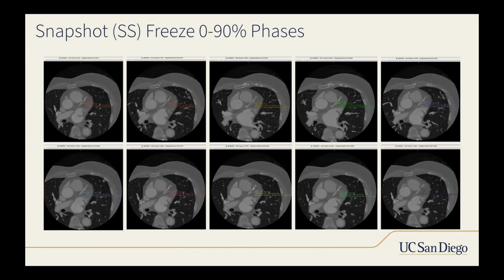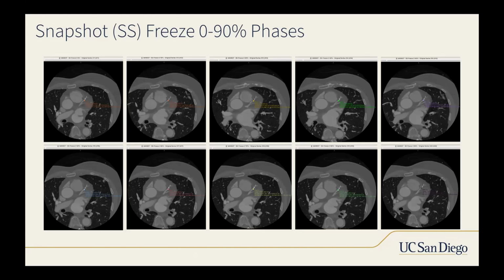Okay, and then here we are seeing, for the same case, all the phases from 0 to 90. At the top one, this is phase 0, right at the start of the R peak, so this is the start of systole. And so the lesion would have shifted maximally from its diastolic position. We chose 80% here to be our reference point because that was where we saw the least movement of the calcium that we chose.